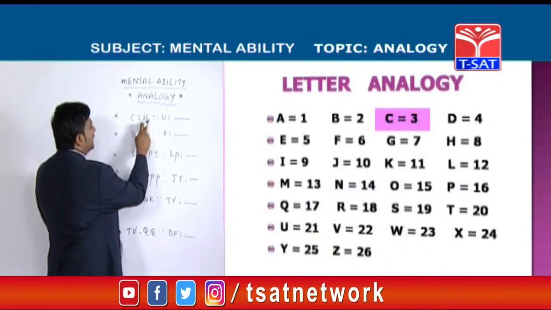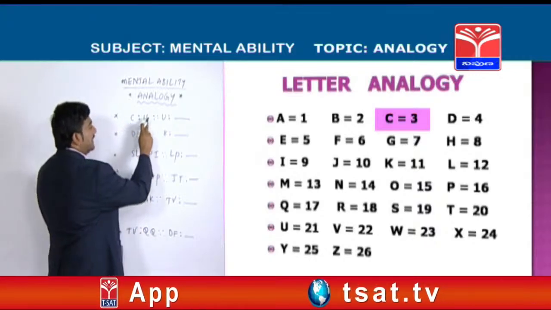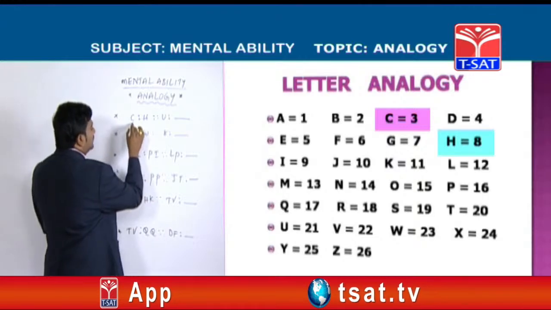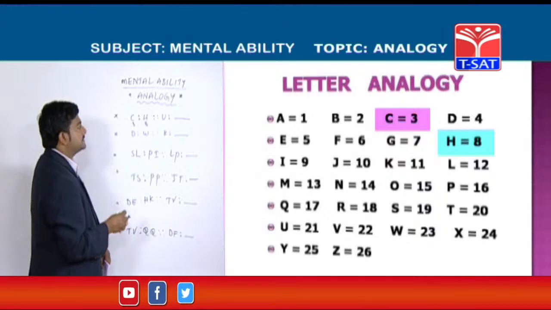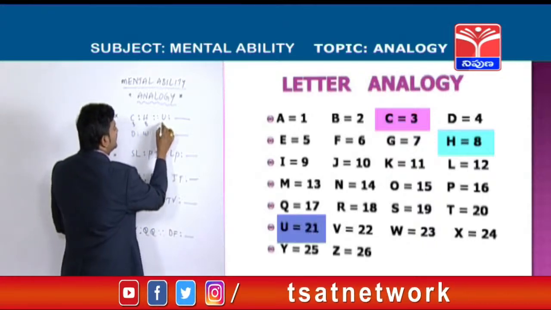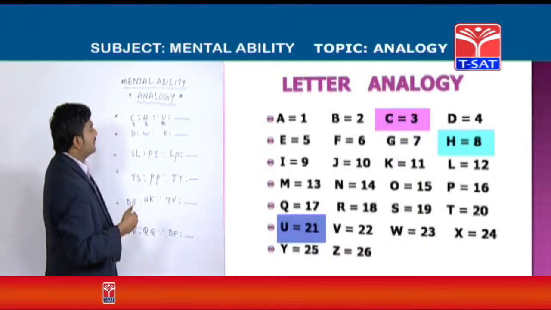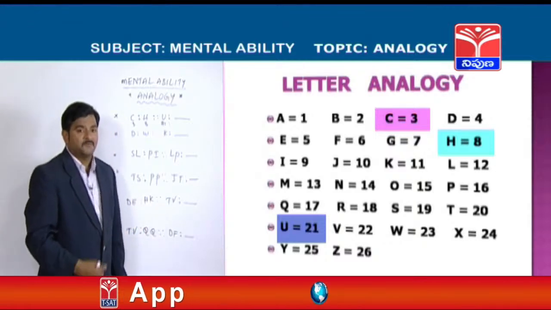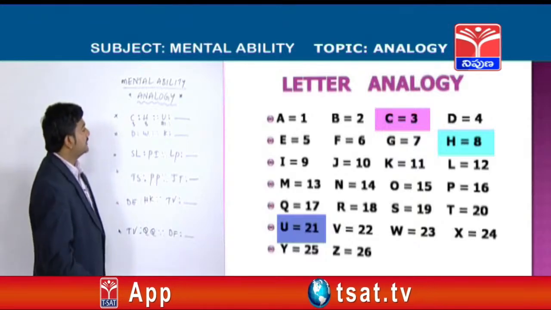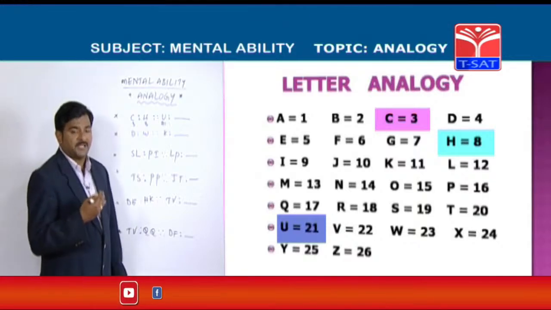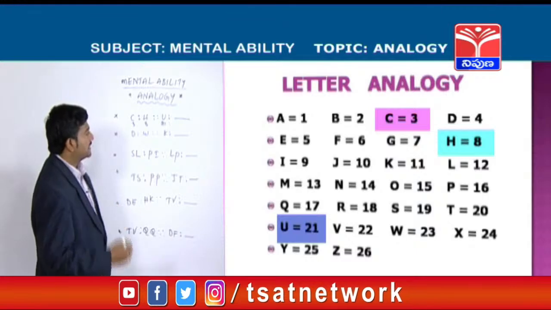See, in English alphabets, C means how much here? 3. H means what? 8. So 3 అనేది 8 గా మారింది. 3 written as 8. Similarly, U means how much? U means 21. Okay, we know already. We have seen many things regarding these alphabets. We have seen coding, decoding part, letter series part, and so on. There we assigned and we know the numbering. A means 1, B means 2, C means 3, D means 4, E means 5, and so on. That numbering part we know already.